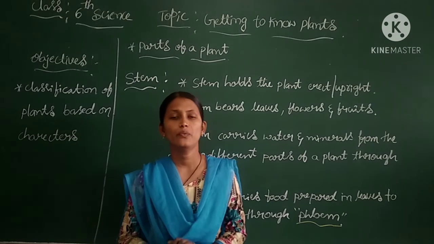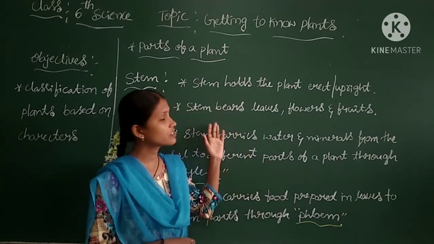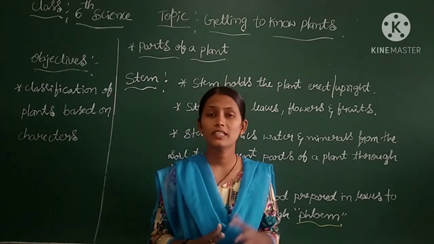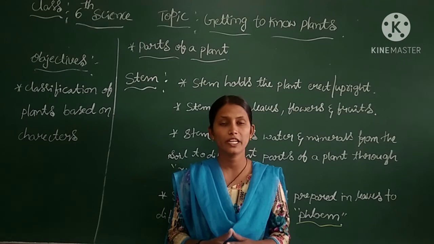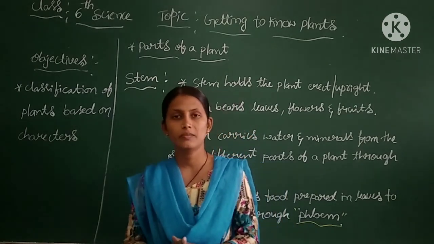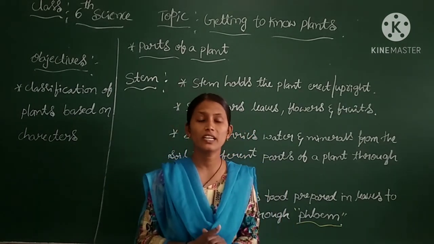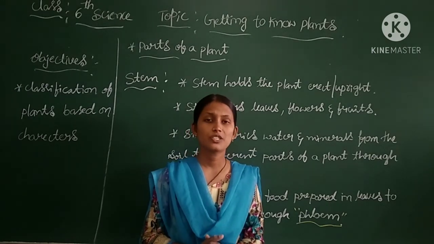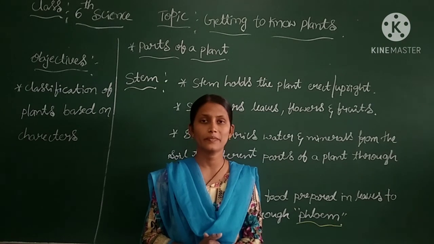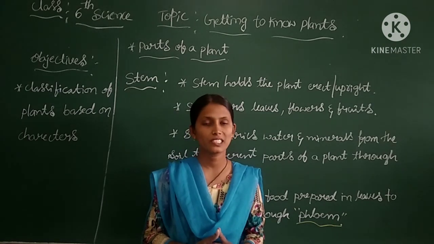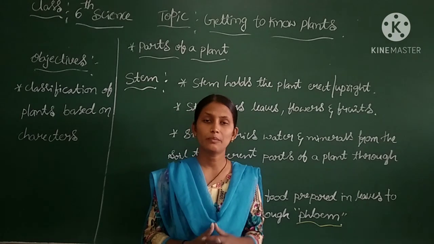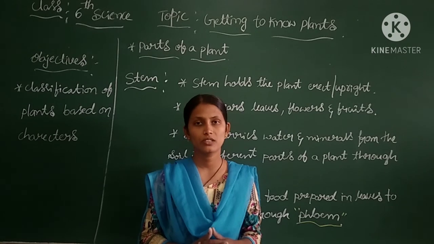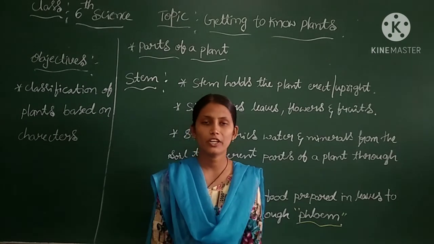Later we discussed the parts of the plant. The parts of the plant can be classified into the root system and the shoot system. Today we discussed only the shoot system. In that we discussed the structure and the function of the stem. By doing one of the activities we understood that the stem conducts water and minerals absorbed by the roots from the soil to the other parts of a plant.